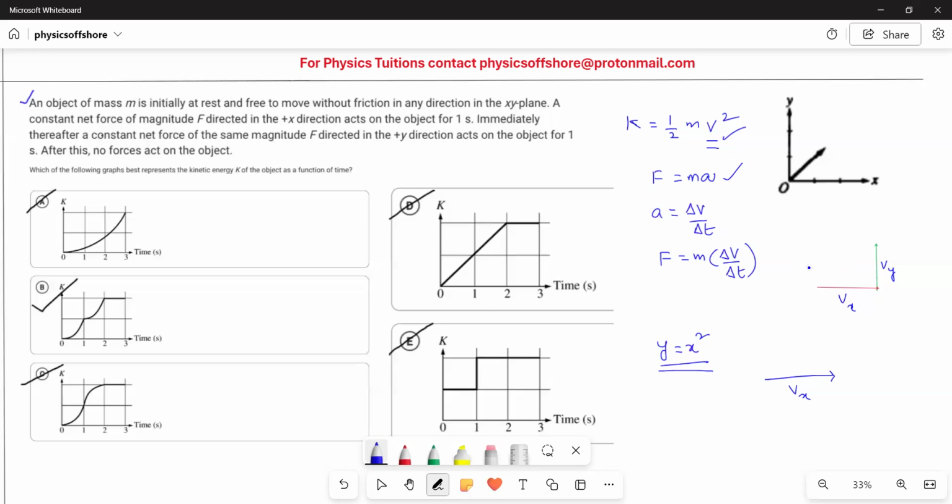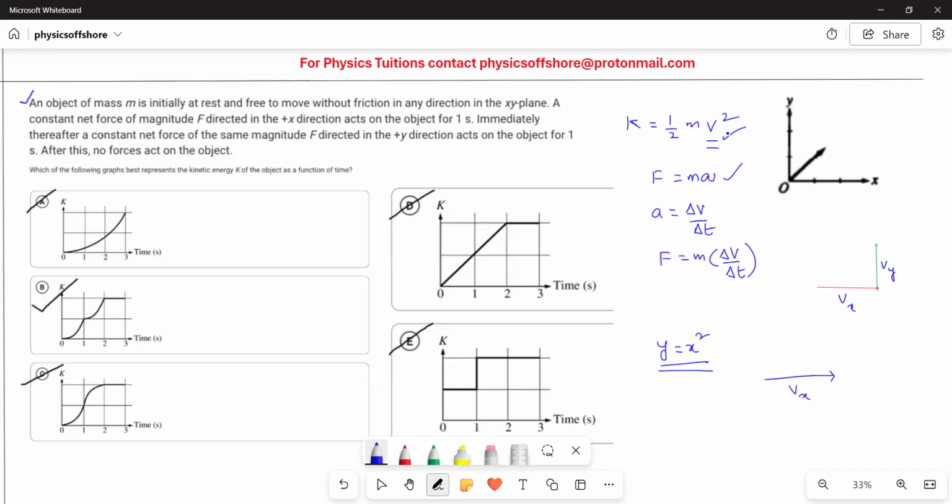Same thing is happening along the y direction also. But when it is happening along the y direction, it has already x component of velocity. Am I right? So you have to take the resultant of these two. So this is the resultant of both x component and y component velocities after 1 second. Okay. Now, coming to the next point, how the kinetic energy is related to velocity.